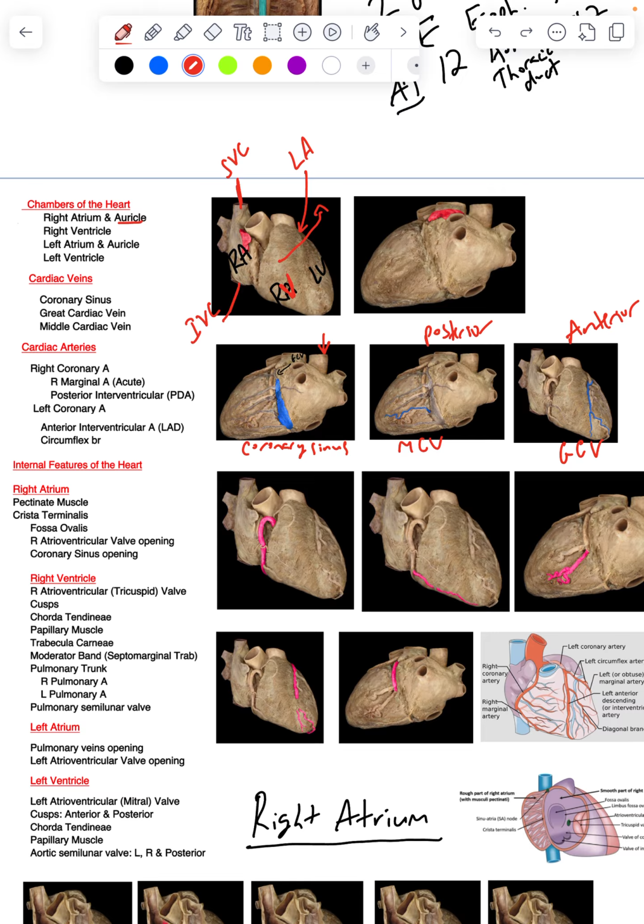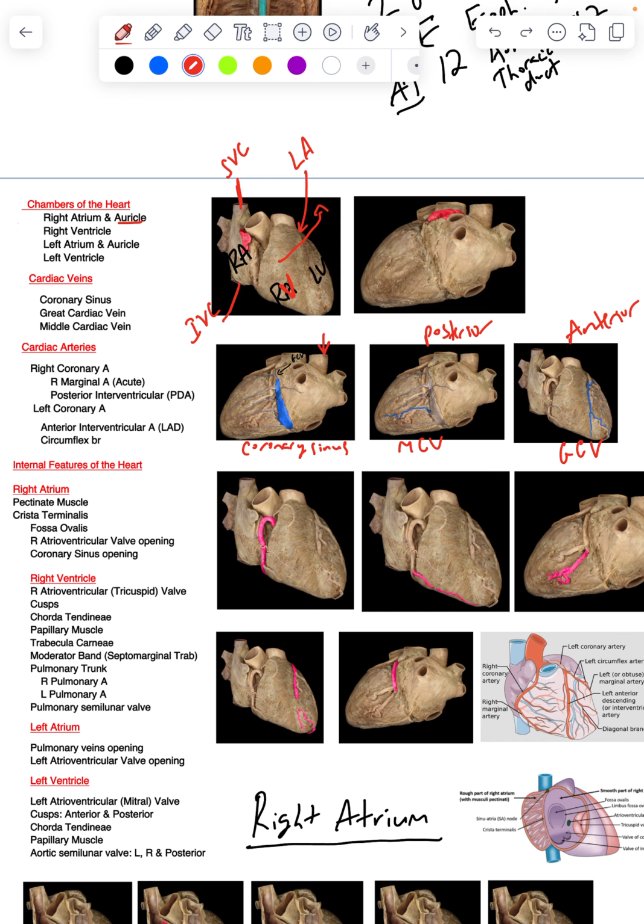They both drain into your coronary sinus, which would then go back into your right atrium, because that's where all blood flow comes back to. So coronary sinus is the big one in the middle. Back, middle, going down is middle cardiac vein, which is right here, and then great cardiac veins on the anterior side going down. So you can also remember which arteries they go with.